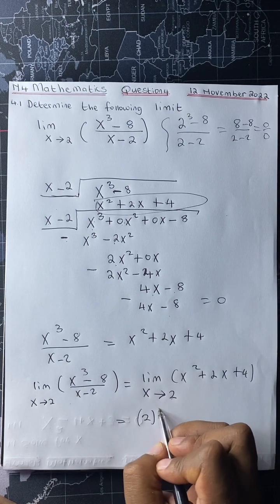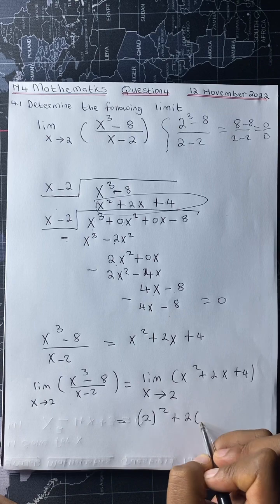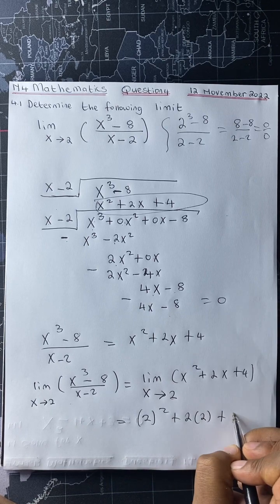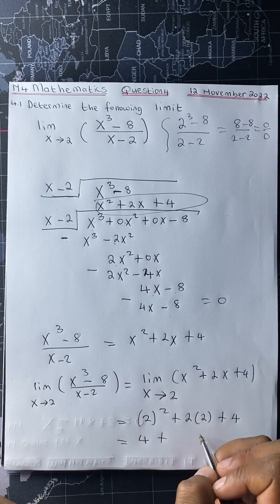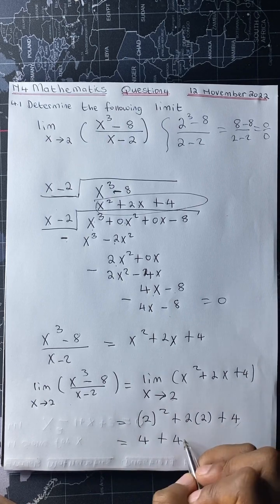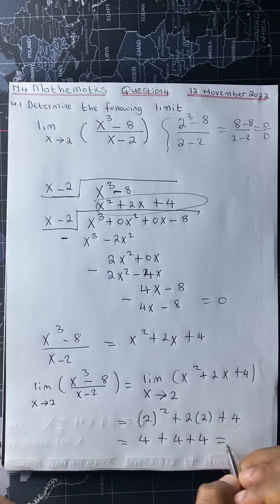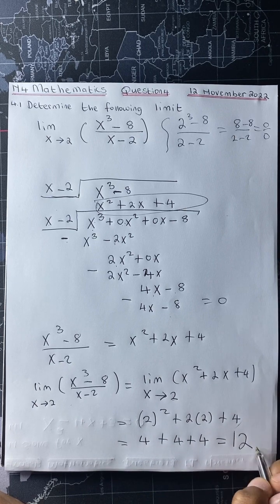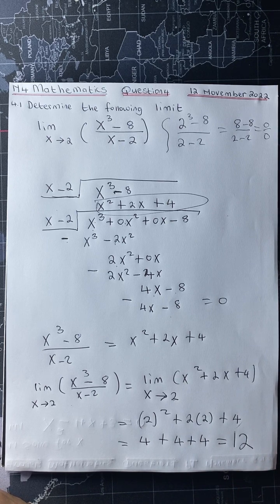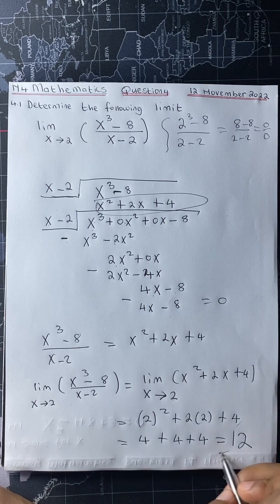So 2 squared plus 2 multiplied by 2 plus 4. 2 squared is equal to 4. 2 times 2 is equal to 4, plus our 4. And this will be equal to 4 plus 4 is 8, plus 4 is 12. So the limit of x cubed minus 8 divided by x minus 2 as x approaches 2 is equal to 12.